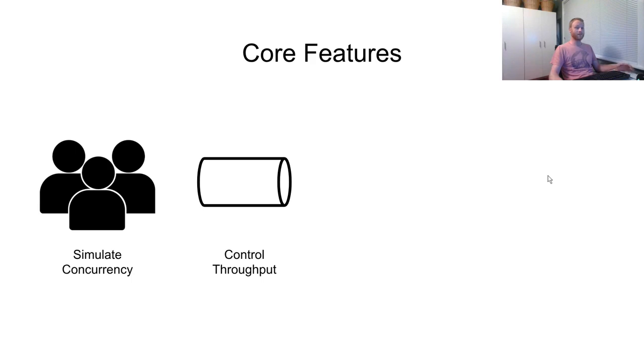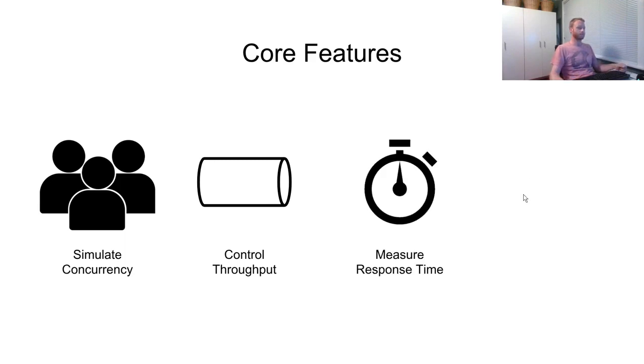The second thing we need to be able to do is to control the throughput. We should have some kind of workload scenario, something that relates back to a real business event, and we want to simulate that level of load. If we can't control the throughput, we can't do that. So we need to be able to control that throughput.